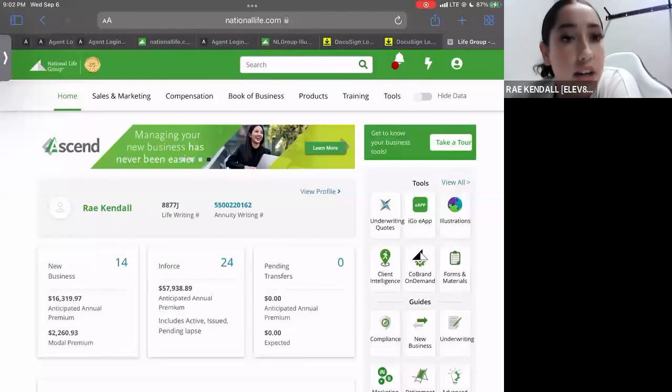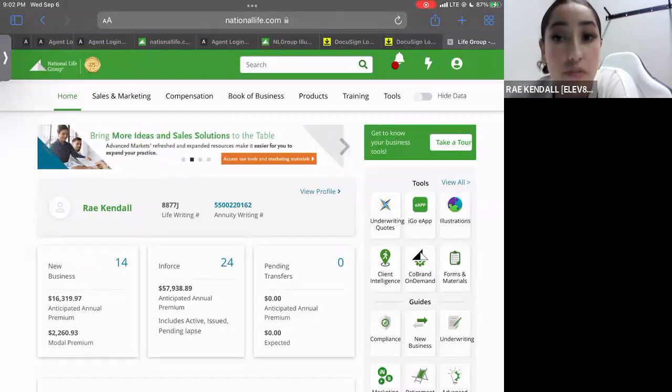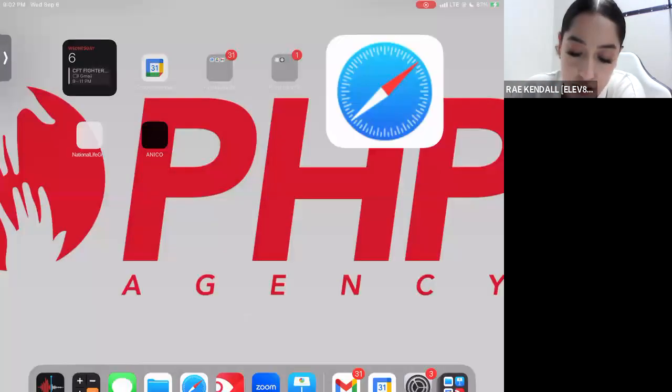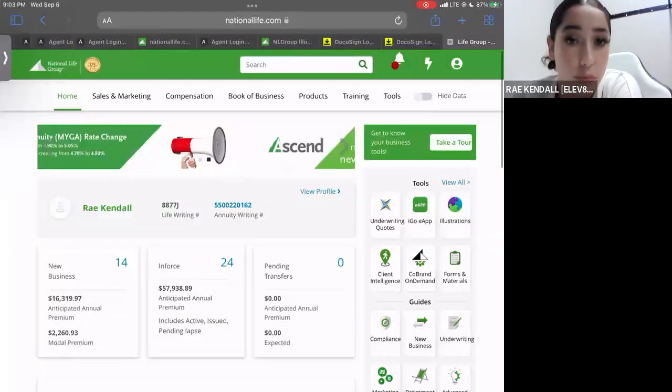If you don't already have the National Life Group portal for agents saved to an instant touch, a bookmark, a favorite on your phone, on your iPad, I would recommend it, right? Because all I gotta do is just press this little white box right there, National Life Group, and it instantly is gonna open up my portal for me, right?